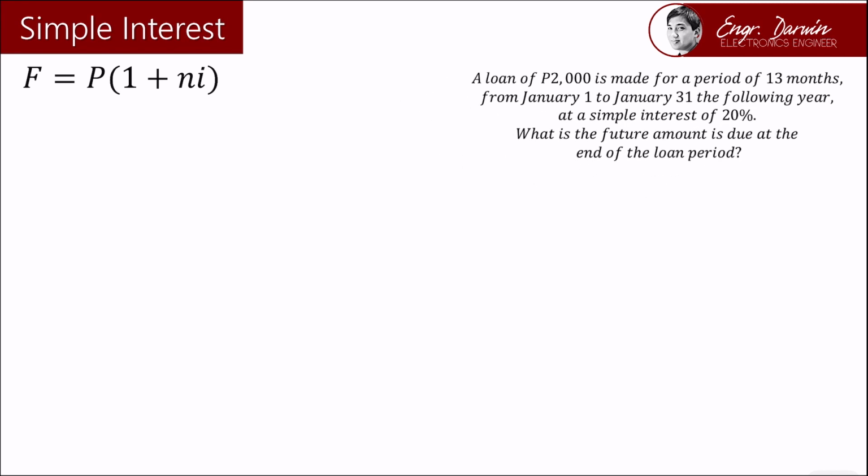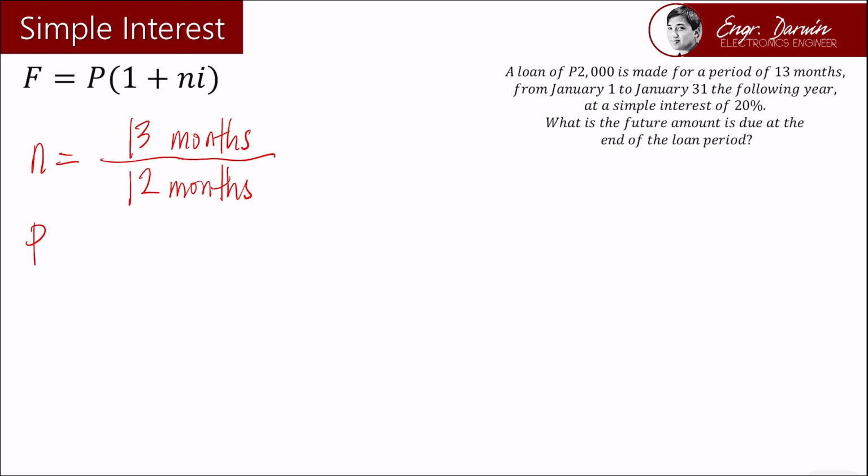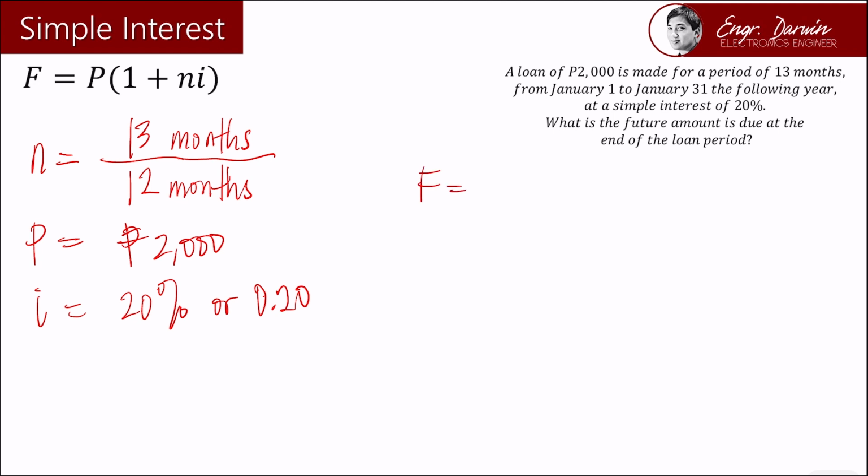Okay. So, to solve this problem, let's have our period. So in a year, you have 365 days, or in this sense, 12 months. Then your loan is up to 13 months. So this is our n for this particular problem. Your principal amount is this amount, and the simple interest rate is 20% or 0.20.